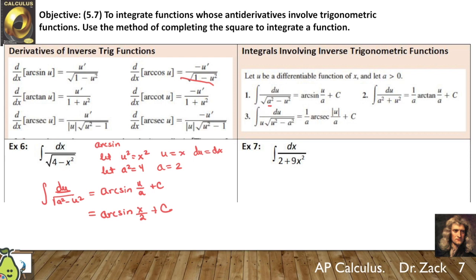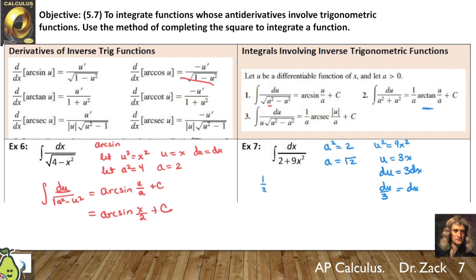So we need to recognize these problems. So for example 7, we have dx over 2 plus 9x squared. When you take a look at the list of problems, it looks rather like an arctangent if we can determine the a and the u. So in this problem, if we let a squared equal 2, then a must be the square root of 2. If we let u squared equal 9x squared, or u equals 3x, du must be 3 dx. Solve for dx, we get du over 3.